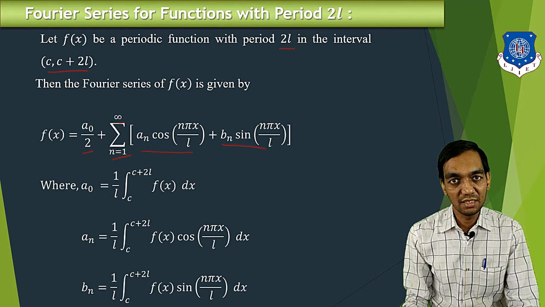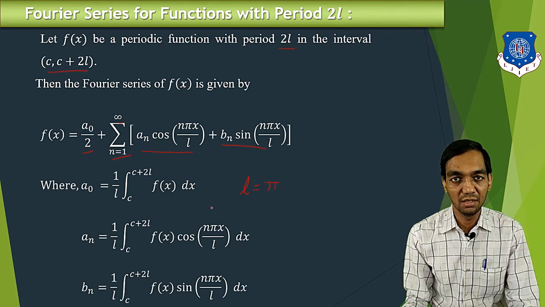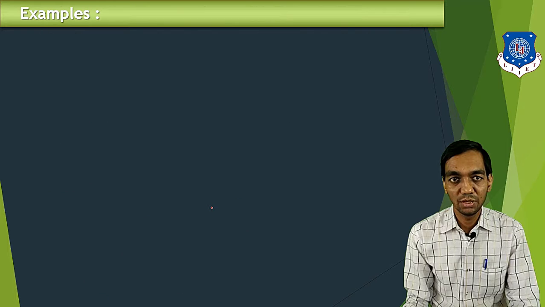Up to last session, we have seen the Fourier series where L is equal to pi, correct? Now, if you have any value of L other than pi, then in that case we are going to use this formula, and that is called the change of interval.